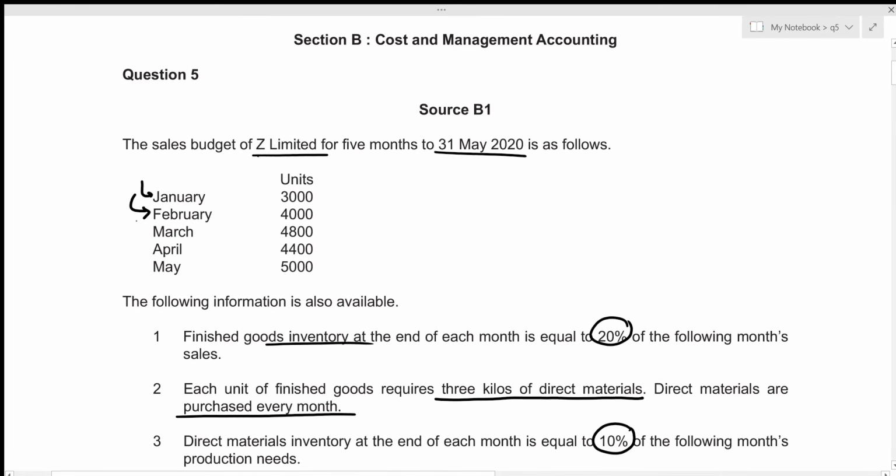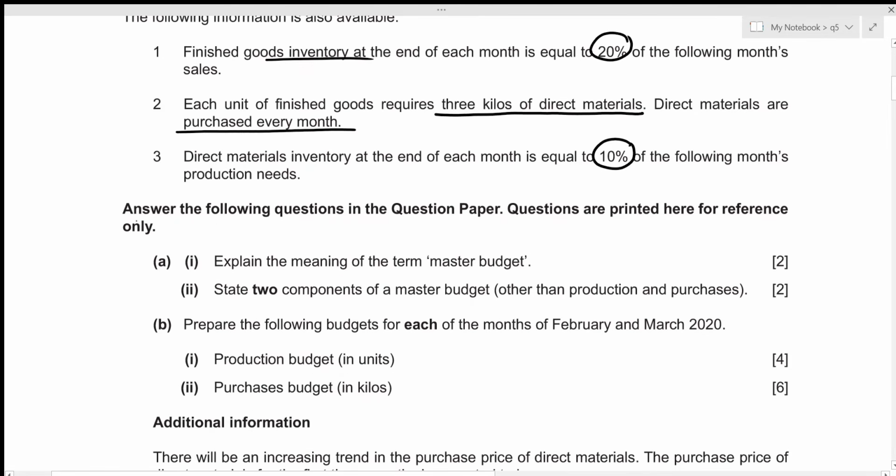Now let's have a look at our first question. For the first part, we need to explain the meaning of the term master budget. And master budget is essentially a financial plan of the company as a whole, because as the name suggests, it is master, right? So it should include the company as a whole for the upcoming year or upcoming period, which summarizes the plans the company uses to achieve its strategic goals. Let's write it down.